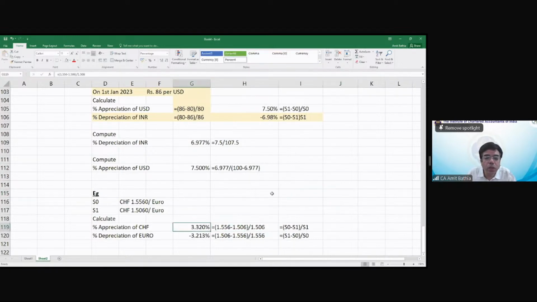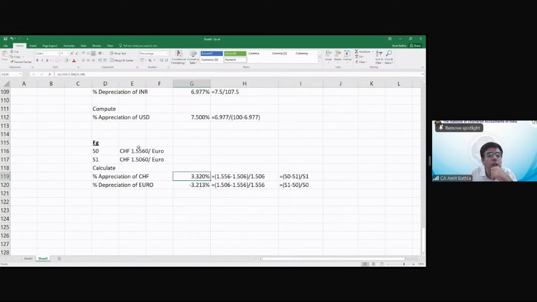So let's see, does that also hold according to our principle? Let's look at it this way, the principle which we are using. Which is the currency which is appreciating? CHF is appreciating, right? It was earlier 1.5560, so it was increasing. The higher value is 1.5560, lower value is 1.5060, and that becomes the base. Similarly, for percentage depreciation of euro, I have the value 1.5560 going down to 1.5060.